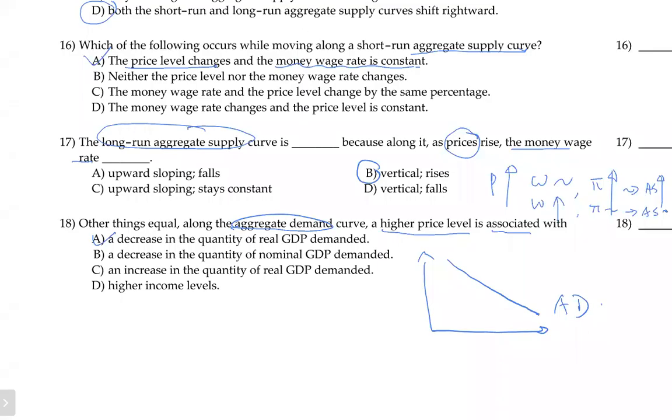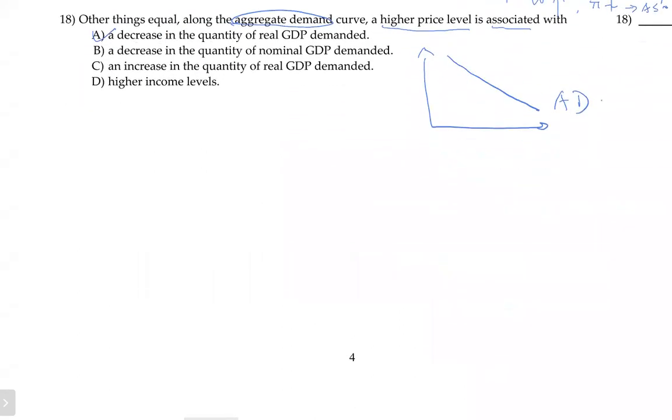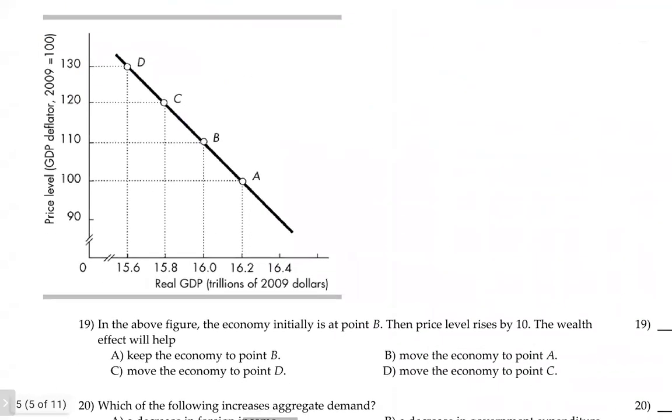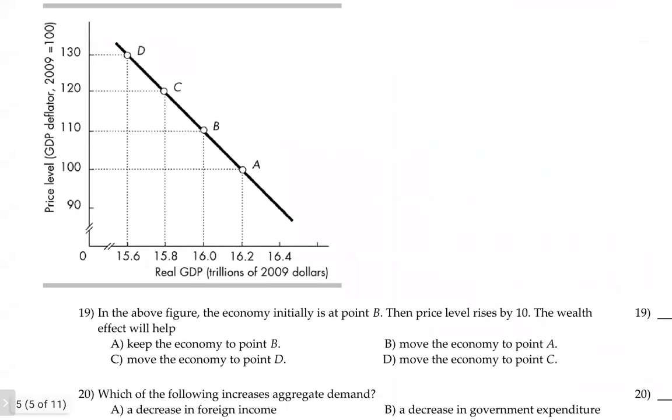Okay, let's continue with our second half of the review. So let's go to the next question, which is going to be 19. In the figure above, the economy initially is at point B, then the price level rises by 10. The Wells effect will help. Okay, so let's see what happens.